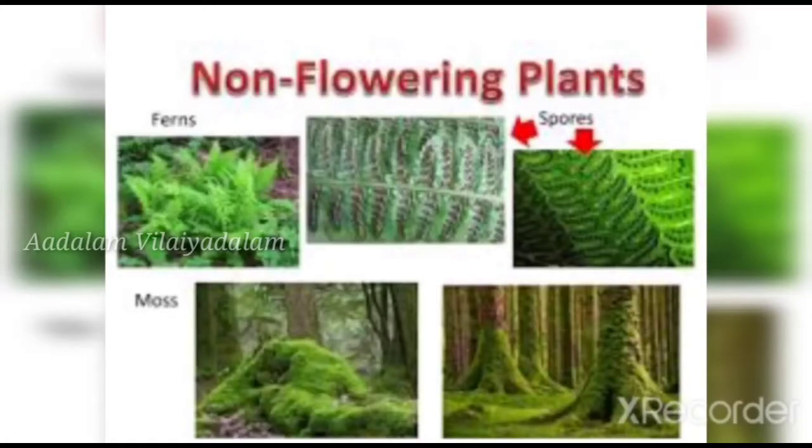Next one, non-flowering plants. Plants without flowers that can reproduce are called non-flowering plants. These plants do not produce seeds. They reproduce by a special structure called spores. Examples, children: algae, fungi and ferns. So these are the examples of non-flowering plants.